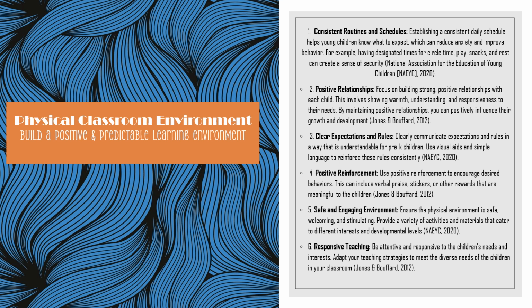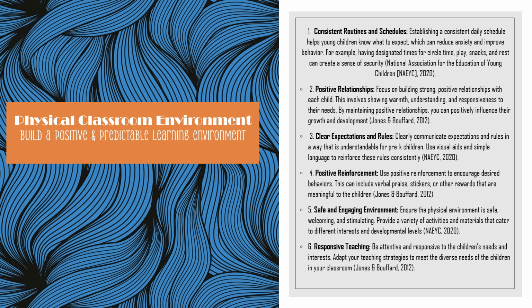Obviously, establishing a consistent daily schedule helps young children know what to expect, which can reduce anxiety and improve behavior. 2, positive relationships. Focus on building strong, positive relationships with each child. This involves showing warmth, understanding, and responsiveness to their needs. 3, clear expectations and rules. Clearly communicate expectations and rules in a way that is understandable for pre-K children. Use visual aids and simple language to reinforce these rules consistently.